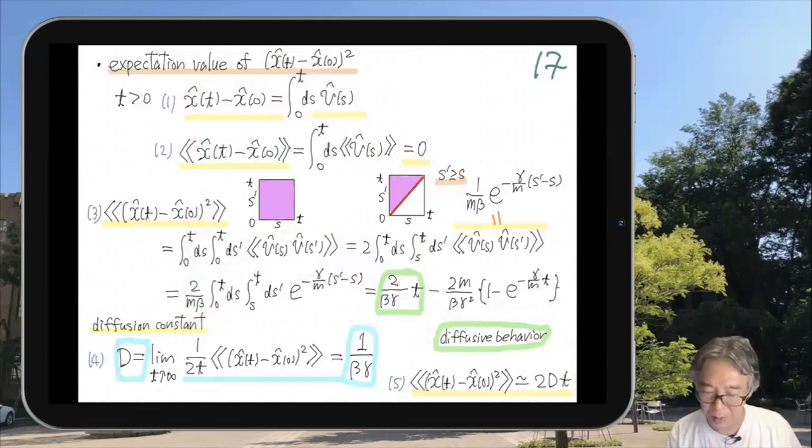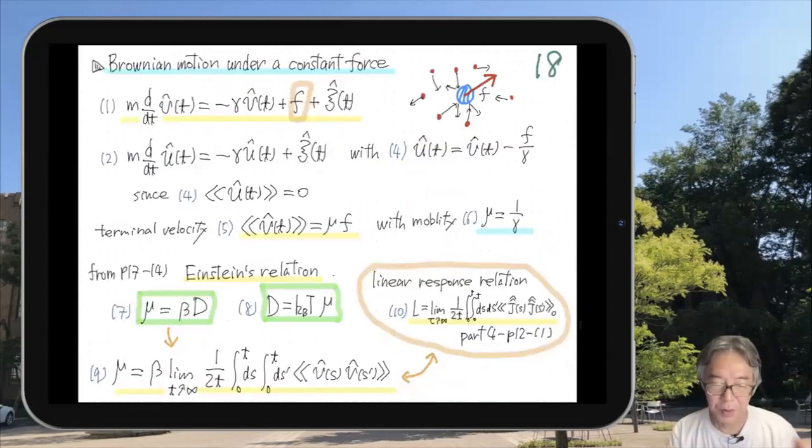Okay, displacement squared is proportional to t, and usually this proportionality constant is written like this, 2D, where D is known as the diffusion constant. So in this case, this is the definition of the diffusion constant, and from this, we see that this diffusion constant is given by 1 over beta gamma. Okay. So that's basically all the calculation we want to do for this free Brownian motion.